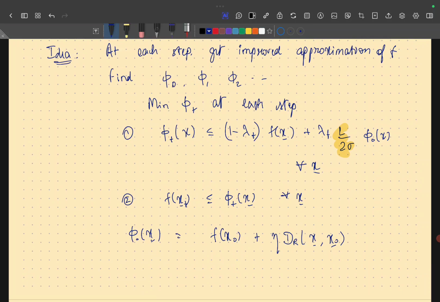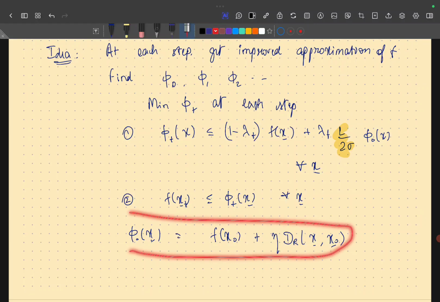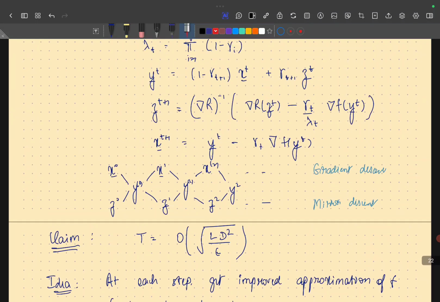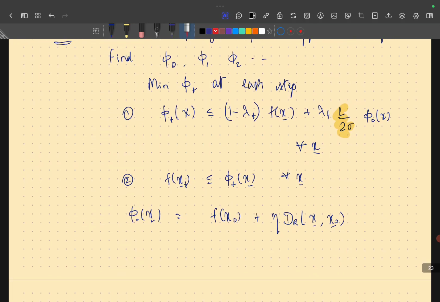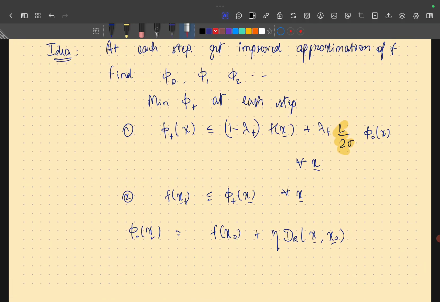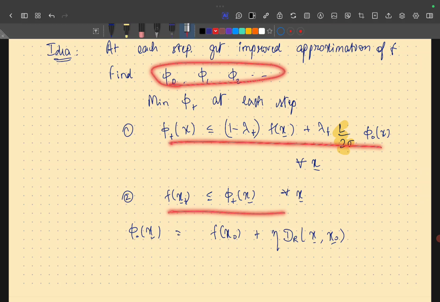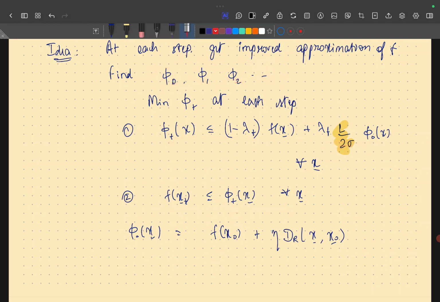So how are you selecting phi? This is how I'm doing it. How do I get phi t? Effectively, it comes from the algorithm. But suppose I am able to construct phi 0, phi 1 and so on such that these two properties are satisfied. If I am able to come up with such a sequence, then I claim that I can achieve that rate of convergence that I promised.